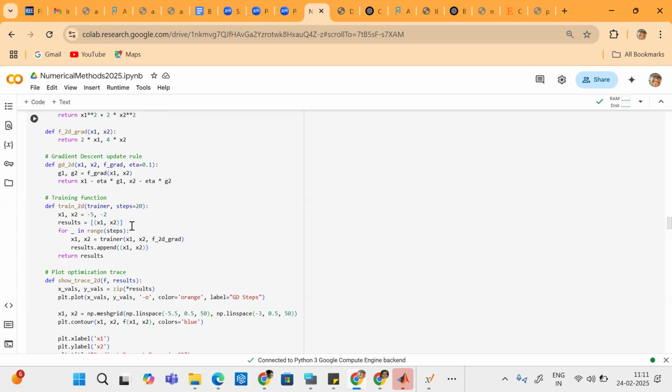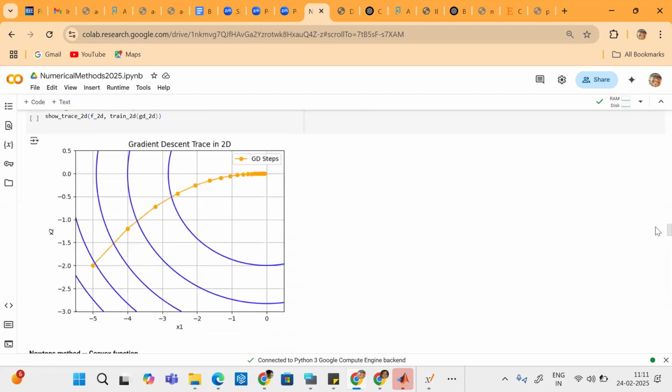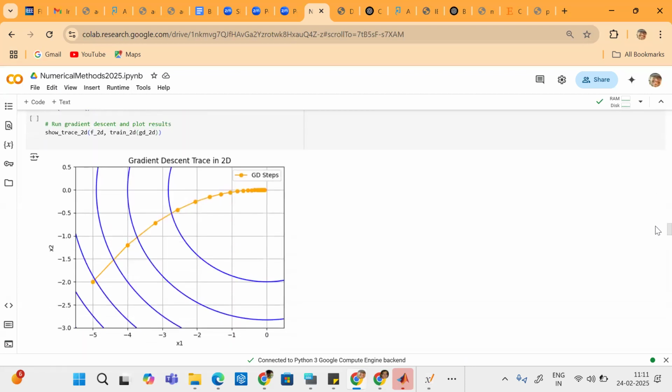You can see I am taking the initial guess as -5, -2 for x1, x2, and I am storing all the results in a list called results. You can see that I'm using the trainer function and iterating it again and again. Then it's all about plotting, and this is what it shows.